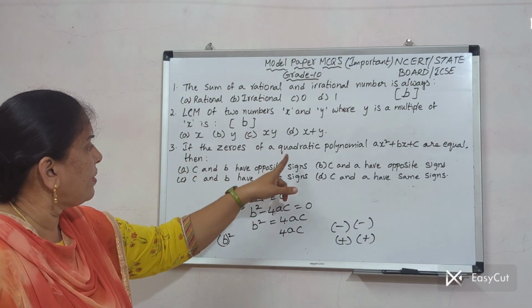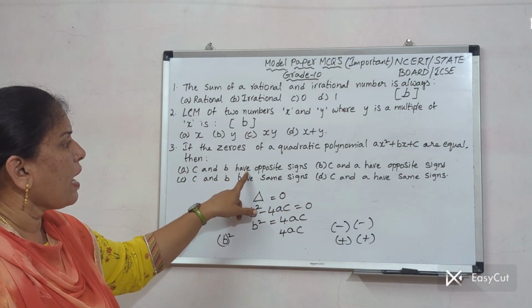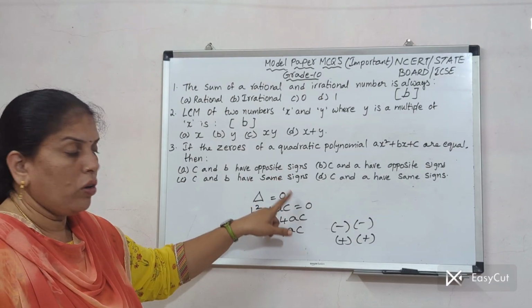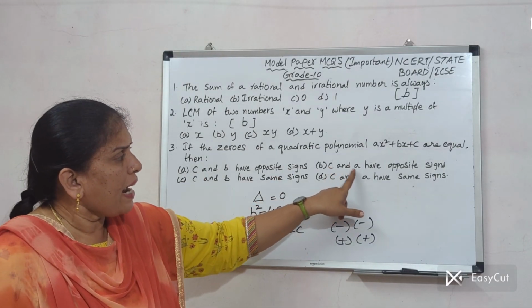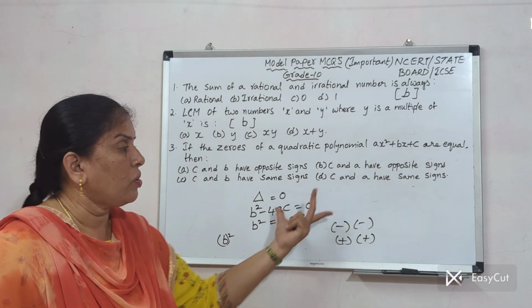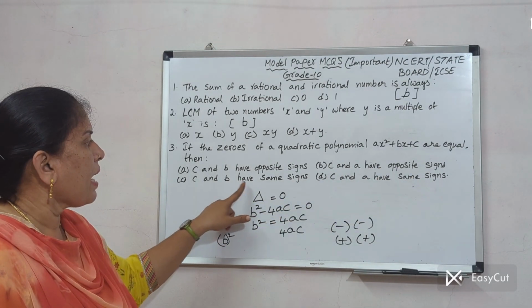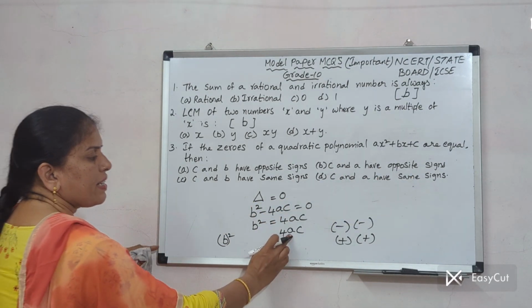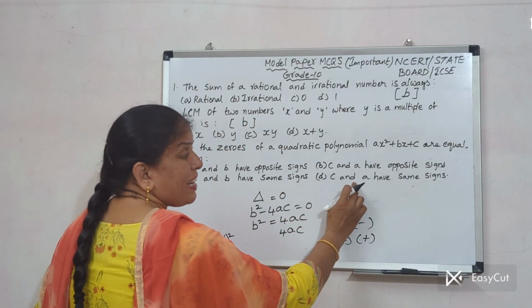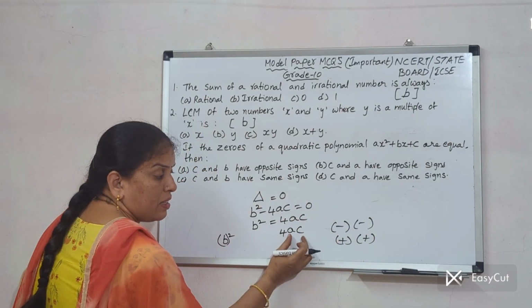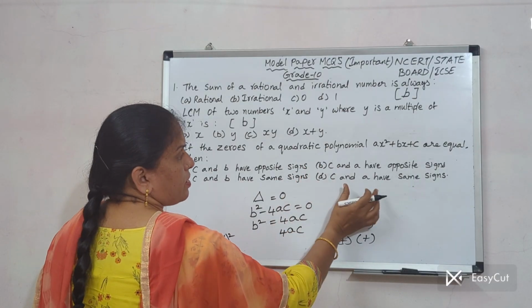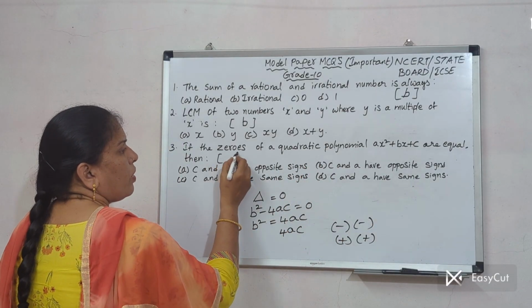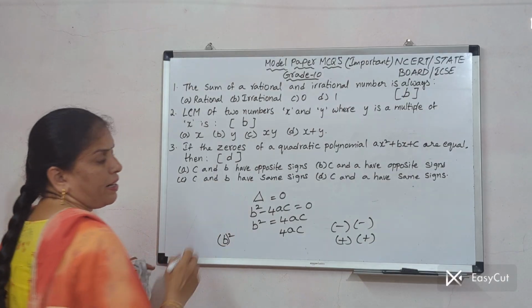Which option is correct in this? C and b have opposite signs? No. Here it is a and c. C and a have opposite signs? No. C and a have the same signs. So, c and a have the same signs. What is the answer for this one? D is the correct answer.